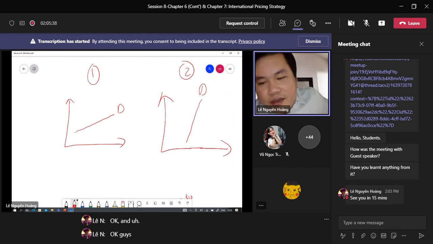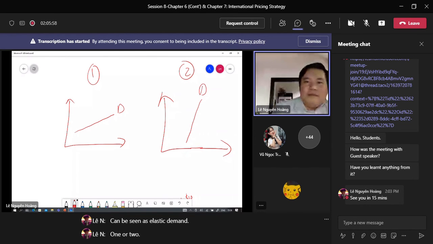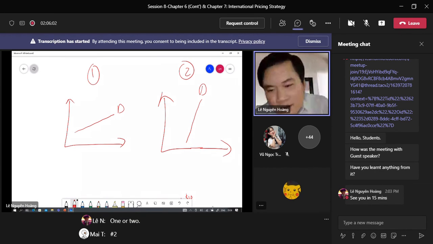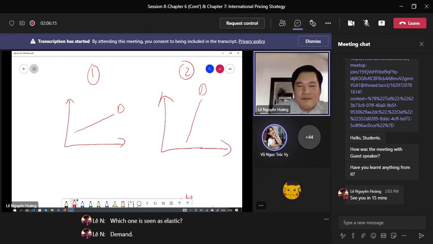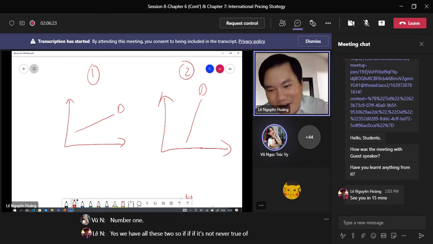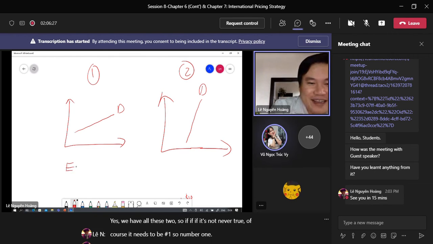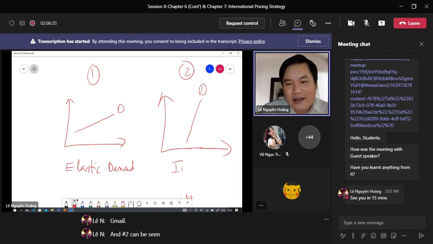Okay, guys, which demand can be seen as elastic demand? One or two? Number 2. I repeat my question again. Which one is seen as elastic demand? Number 1. Yes, we have only 2. So if it's not number 2, of course it needs to be number 1. So number 1 is elastic demand. And number 2 can be seen as inelastic.